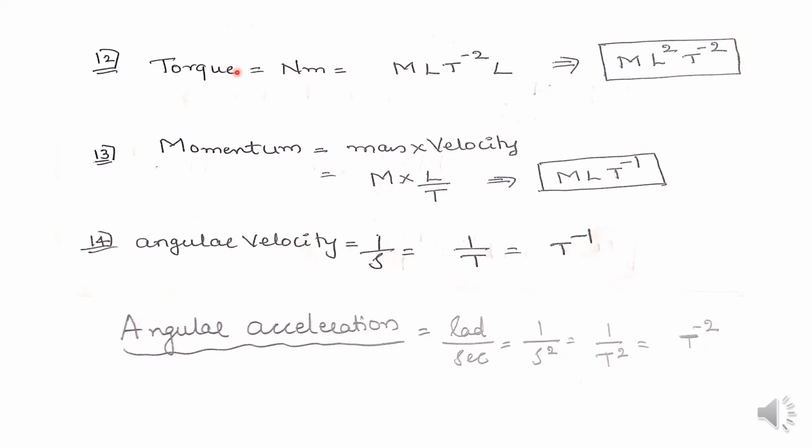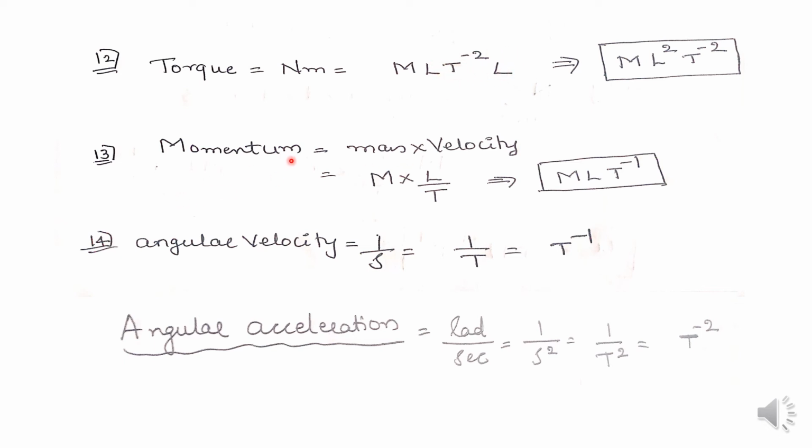So next, torque. How will we measure torque? In the units Newton meter. This is the dimension for Newton, M L T to the power minus 2. Meter is replaced by L. So M L square T to the power minus 2. Here, the L to the power 1 and L to the power 1, these powers get added. This will be L square.